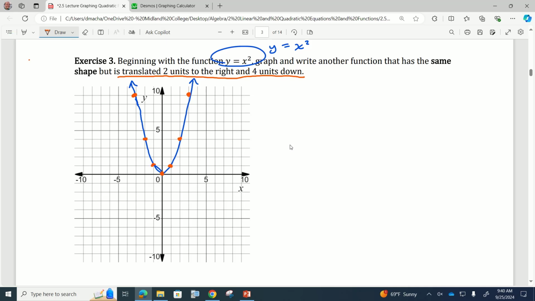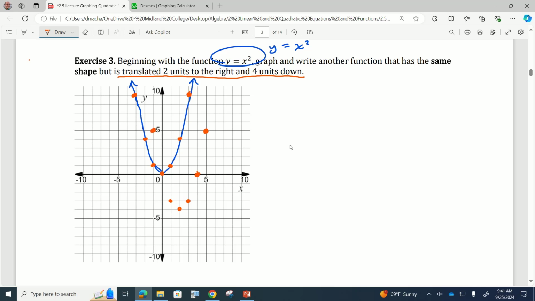Right, so these are the points that I plotted from before when I did the function y equals x squared. But this time I'm going to translate all of these points 2 units to the right and then 4 units down on my graph paper. And so this point moves here, this point is going to want to move right there, this point moves down to the origin, and this point moves right here.